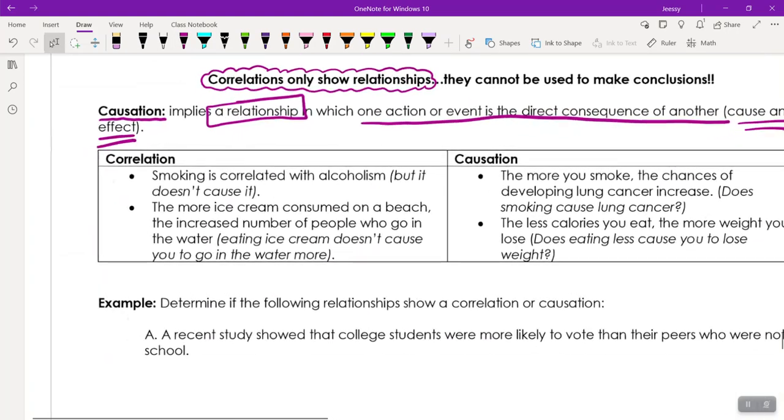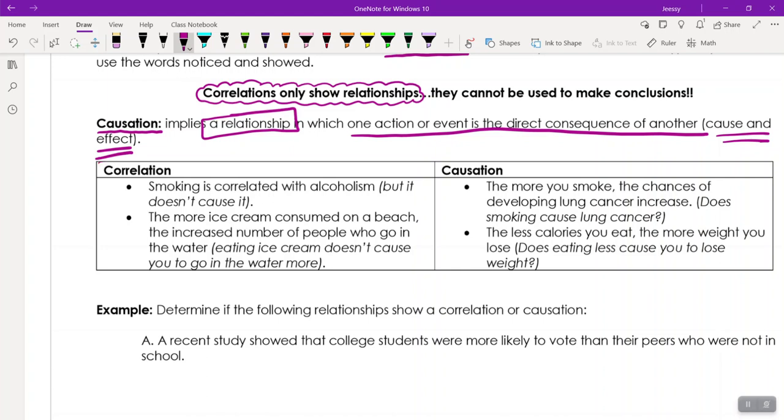Okay. So looking at this example right here, I'm working with correlation here, the first one. We notice that when there is smoking, there's usually alcoholism. So we notice that there's a pattern there. People that smoke tend to also drink, okay? But it doesn't cause it. Just because you smoke doesn't mean that it's going to cause you to be drinking. Are we clear? It's just a pattern. They're just correlated. Whereas this one is causation because the more you smoke, the chances of developing lung cancer increases. This one does have a direct cause and effect. The smoking causes the chances of lung cancer to increase.